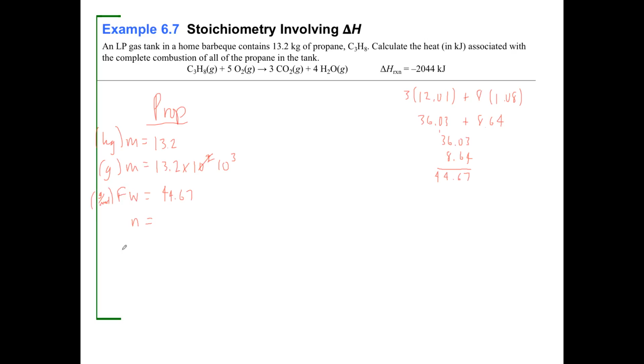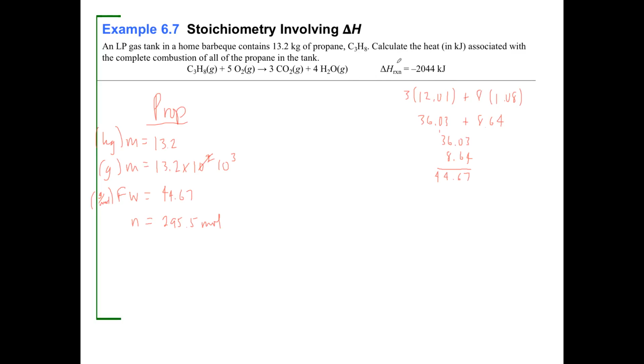So how many moles is that going to be? Well, it's going to be 13.2 times 10 to the 3 divided by 44.67, which gives 295.5. Is that possible? All right. 295.5 moles, okay? All right, calculate the heat in kilojoules.